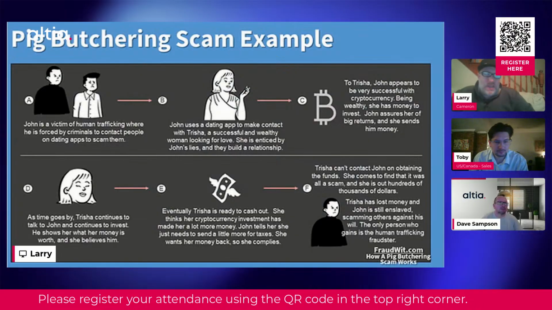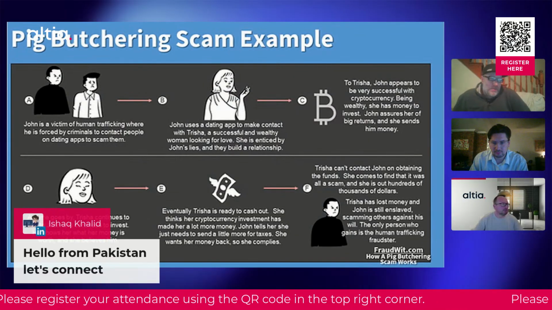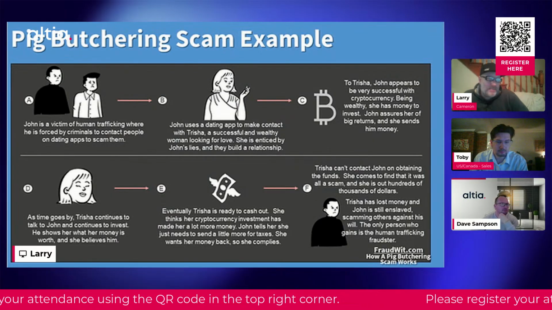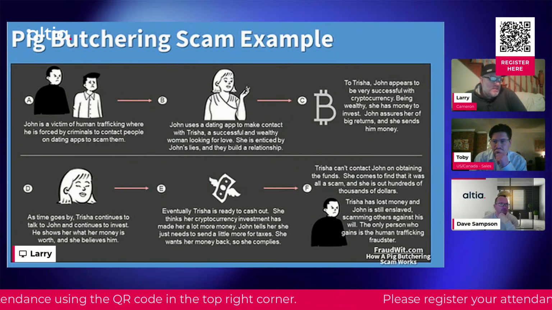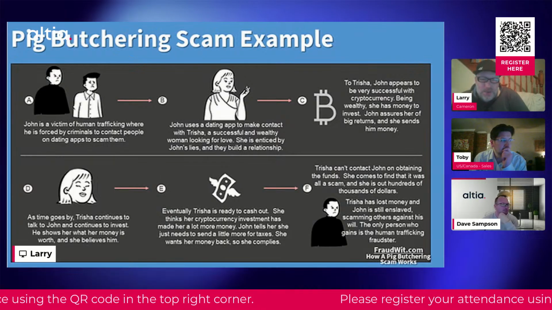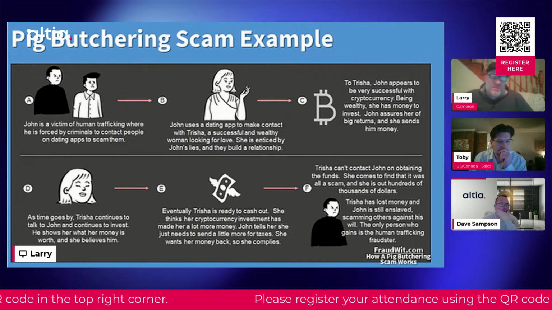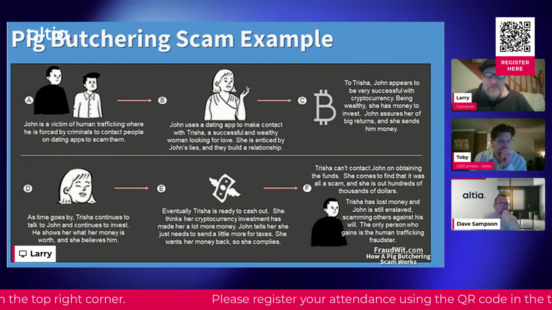So here's an example of a pig butchering scam. John is the victim of human trafficking. He is forced by criminals to contact people on dating apps to scam them. So John uses the dating app to connect to a person. Now, he might connect to a person, or a person might connect to him.